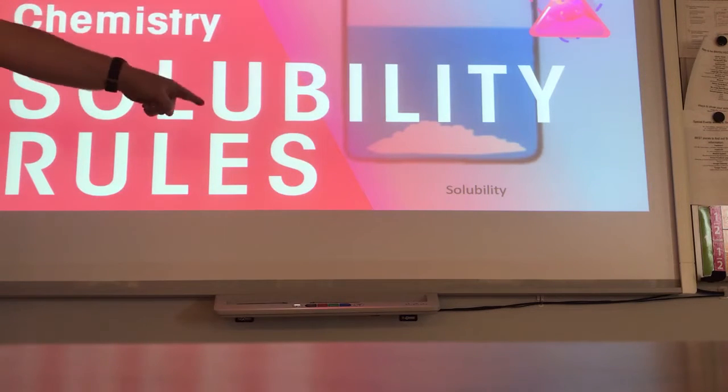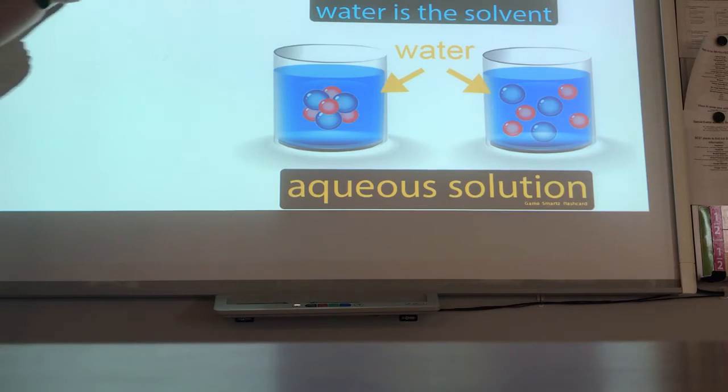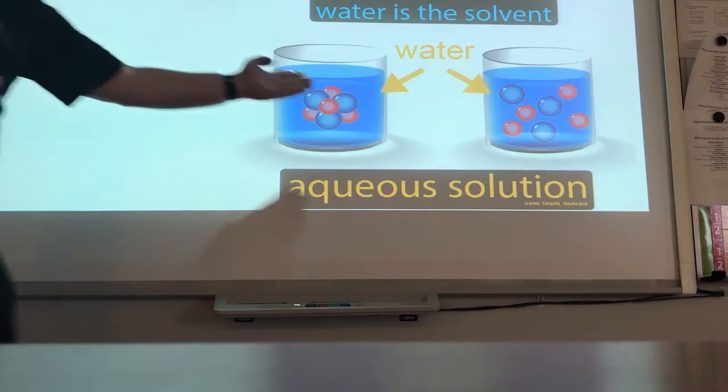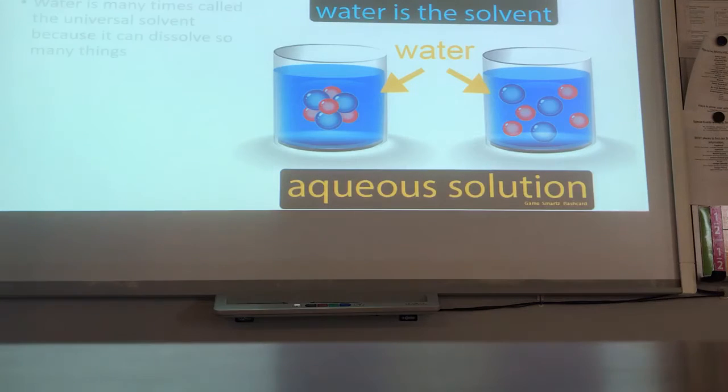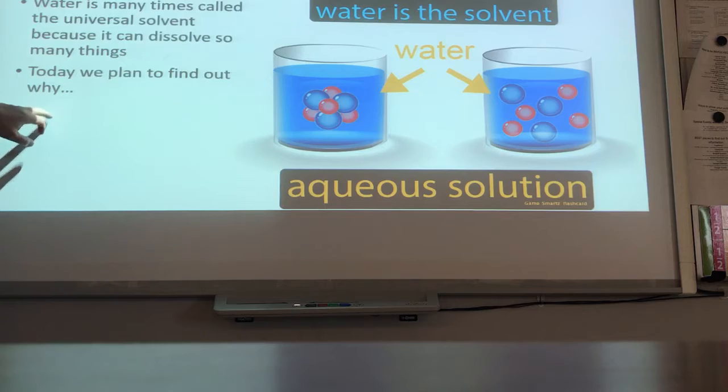So, Chapter 8, Lesson 2. Solubility rules is what we're talking about today. So, aqueous solutions. Sounds kind of like aqua or agua, doesn't it? Now, that means they have water as the solvent. Water is many times called the universal solvent because it can dissolve so many things. Today we hope to find out why.